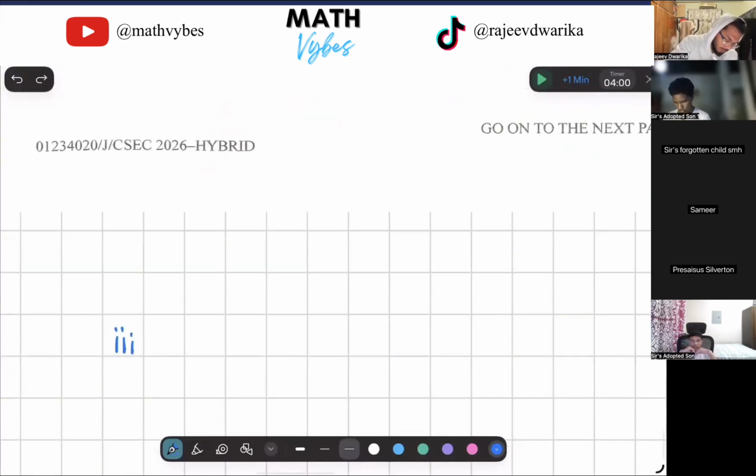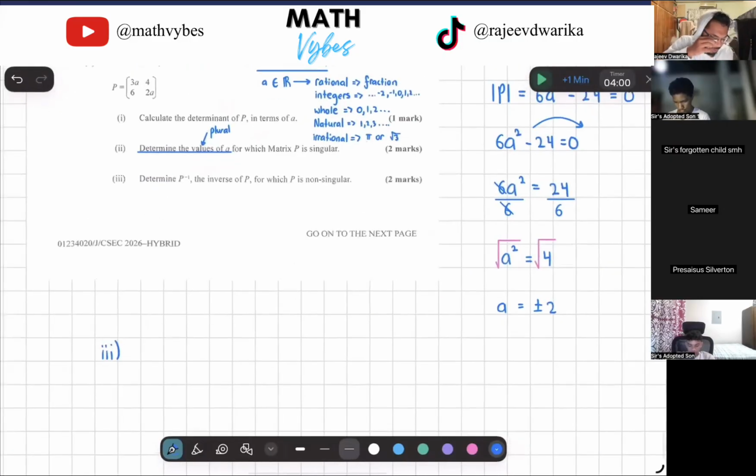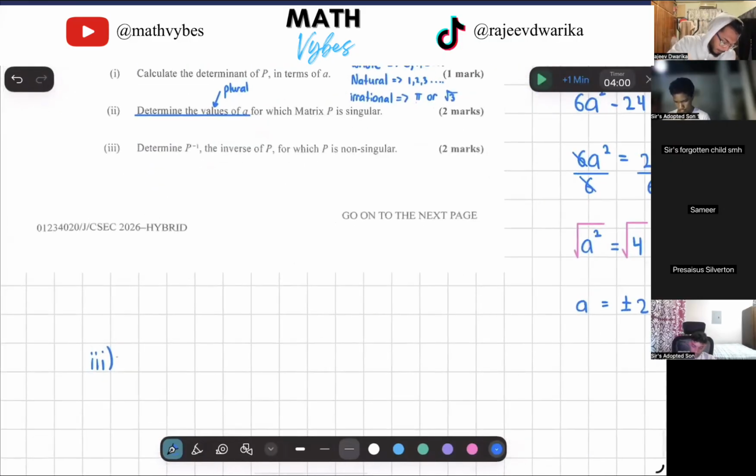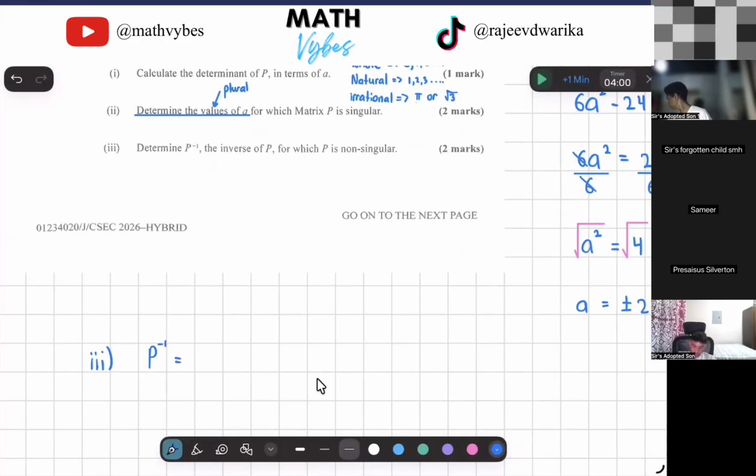All right, part 3 now. Ria, read part 3 for me. Determine P inverse for which P is non-singular. Right. So P is non-singular. Tell me, what is the formula for P inverse? 1 over the determinant multiplied by the adjoint.